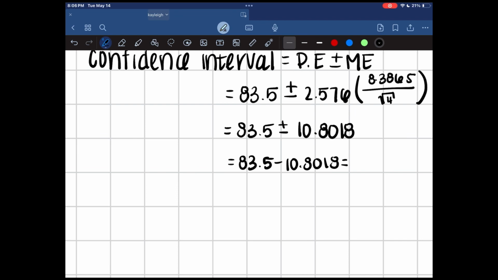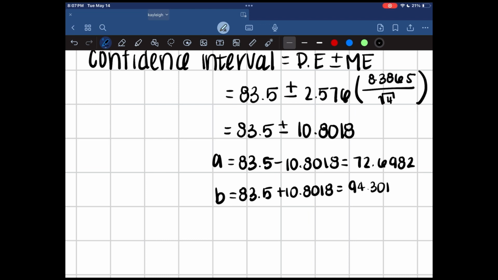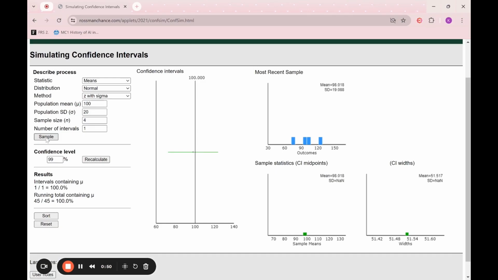83.5 minus 10.8018 is equal to, I'm using my calculator on this part, guys, I apologize, 72.6982. And when you add 83.5 plus 10.8018, you get 94.3018. Sorry guys, I'm slow. So your confidence interval is from 72.6982 to 94.3018. That was method 2.